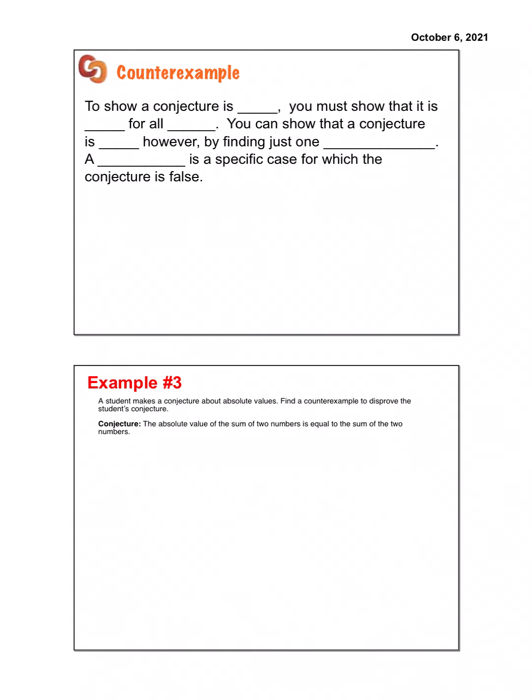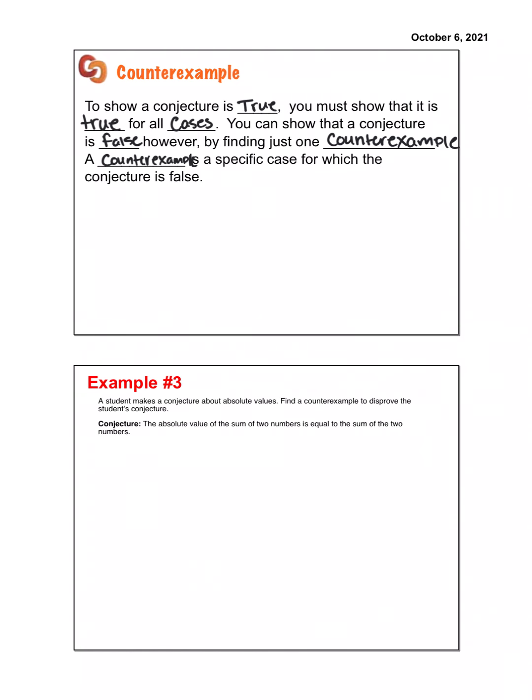Next we have counterexample. Our definition for counterexample is to show that a conjecture is true. You must show that it is true for all cases. You can show that a conjecture is false, however, by finding just one counterexample. A counterexample is a specific case for which the conjecture is false.